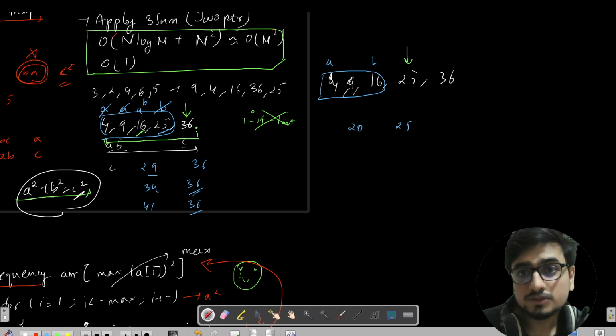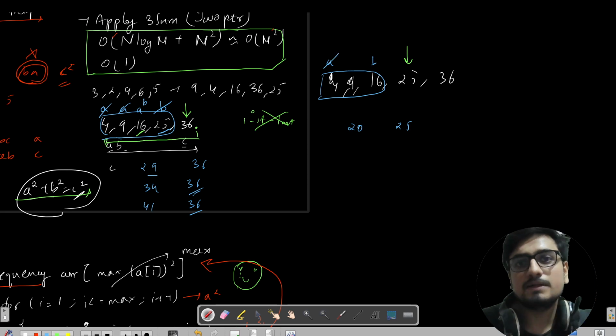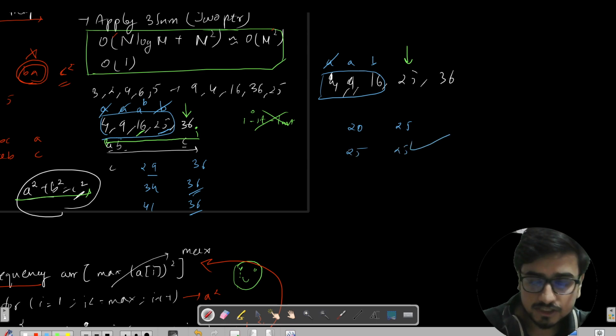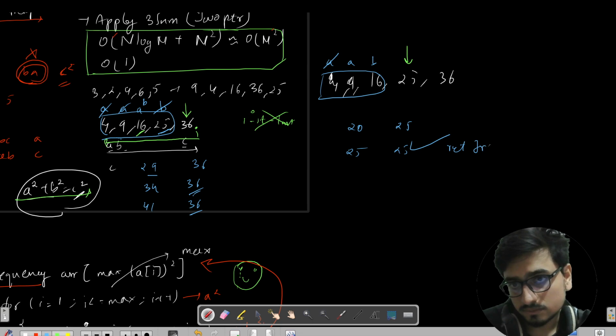Now again my sum is lower. I need to get to my target, so I will increase the sum by incrementing a. So now my 16 plus 9, it is 25. Achieve the target sum. We will just stop here. We will say return true, right?